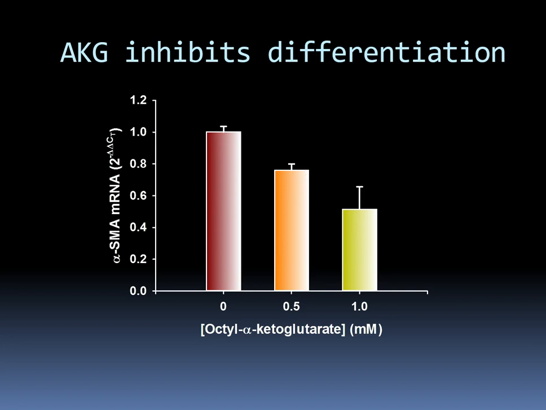So the result indicated here suggests that the dose-dependent suppression of alpha smooth muscle actin gene expression is correlated with myofibroblast differentiation. So the alpha ketoglutarate would suppress the myofibroblast differentiation.